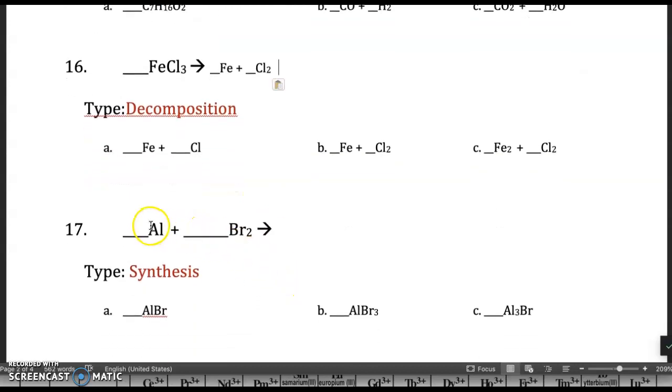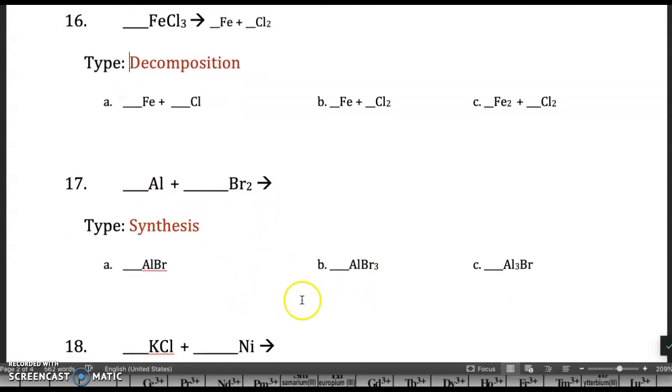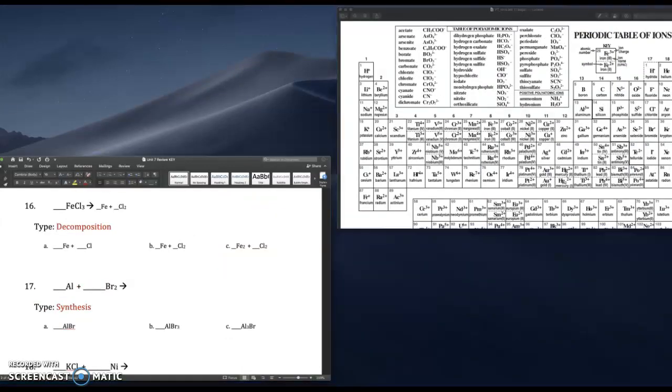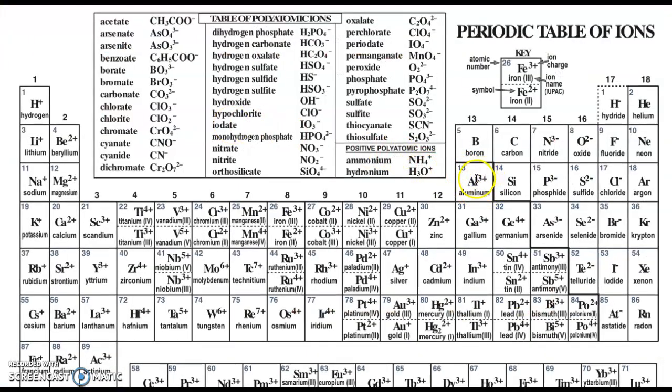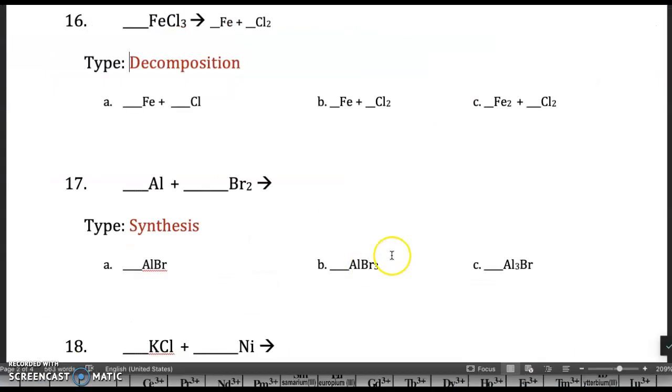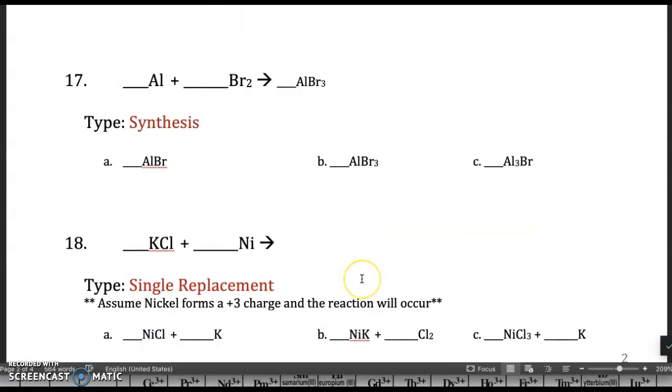In synthesis, my elements come together and they crisscross to give me a new compound. So, a lot of people think that it'll be AlBr2, you just shove them together. But I have to know the charge of Al, which is 3, and the charge of Br, which is 1. So when I crisscross those, I get AlBr3 as my product.